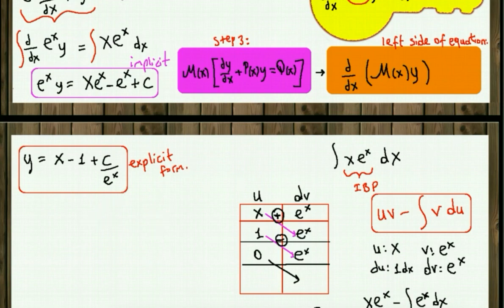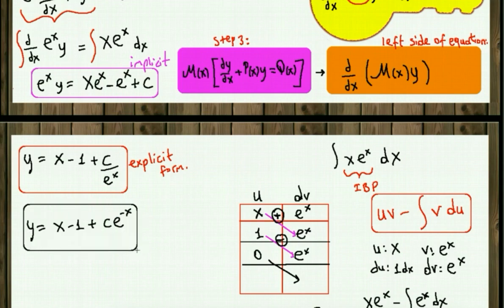If you would like to rearrange, you can do this as well. x minus 1 plus c times e to the negative x. You can take e to the x above if you wish. That's it for method 3. Let's go ahead and see the last technique for linear ordinary differential equations.